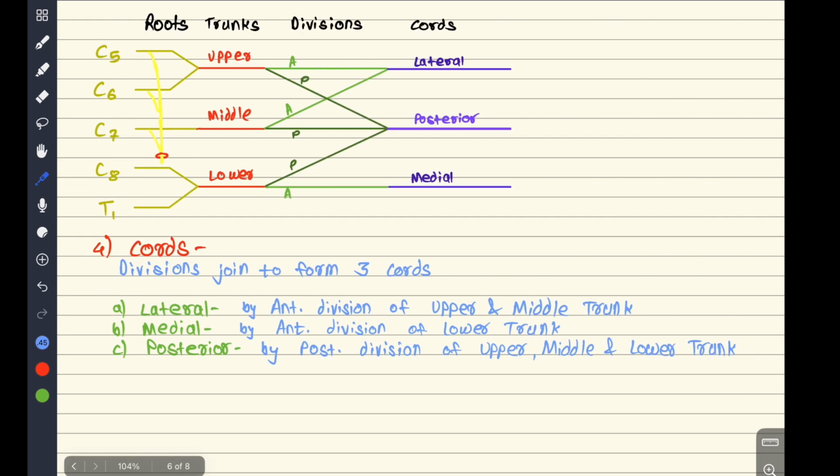Now cords. These divisions joins to form the cords. There are 3 cords: lateral, medial and posterior. Now the anterior division of upper and middle trunk joins to form the lateral cord, and the anterior division of lower trunk joins to form the medial cord. Now the posterior divisions of all the 3 trunks, that are upper, middle and lower trunk, joins to form the posterior cord.